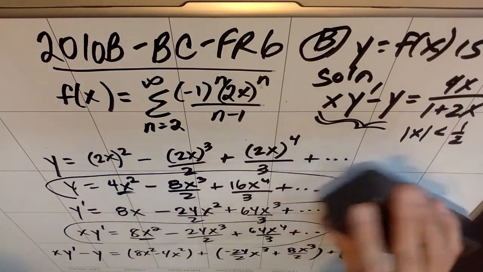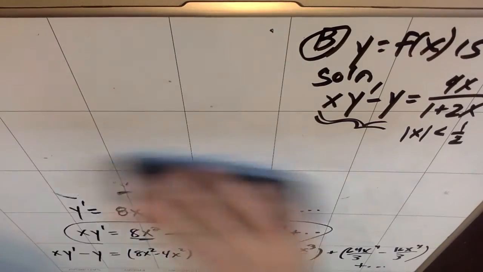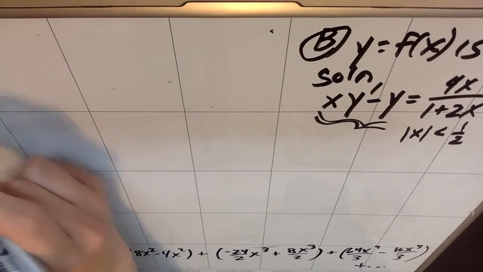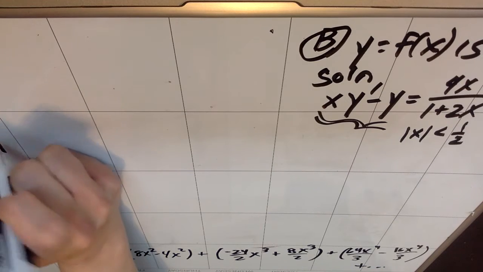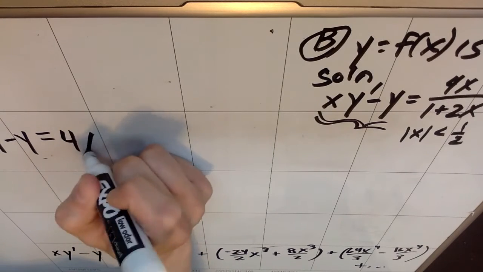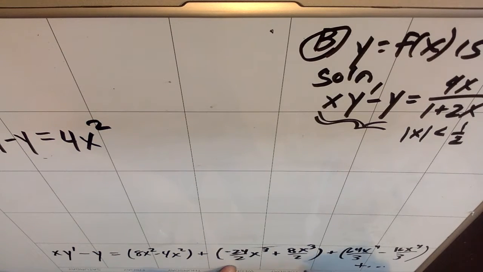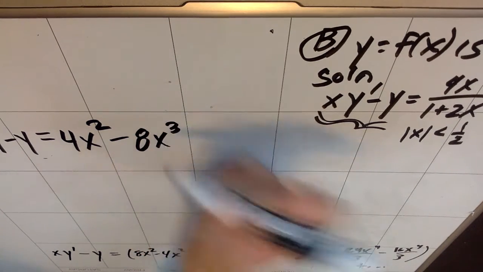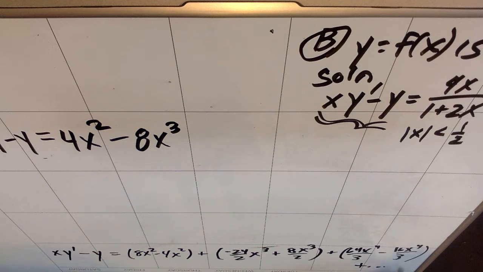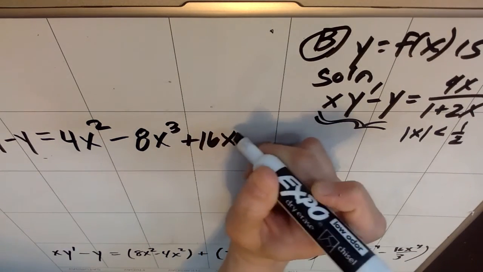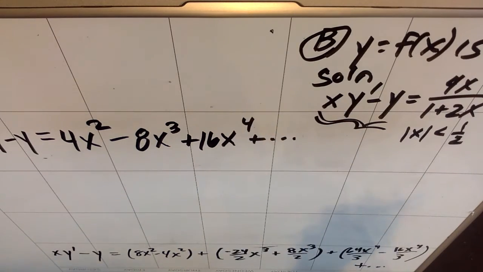So now let's go back up here for a sec now that we have all that written down. I'm going to keep that important information in the corner. What I now have is that I could write x y prime minus y, if I clean this up a little bit, as 4x squared. When I combine these together, I get negative 16 halves, which is negative 8x cubed. And when I combine these together, I get 48 thirds times x to the fourth, which is 16. I didn't mean y to the fourth, I meant x to the fourth, sorry. Plus dot dot dot.